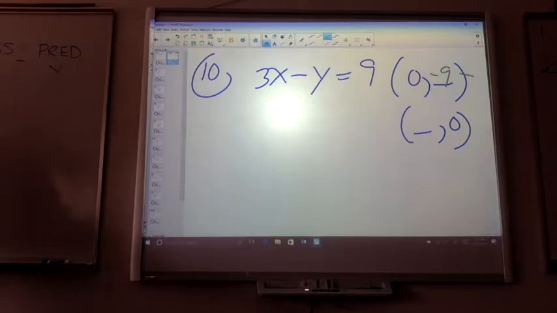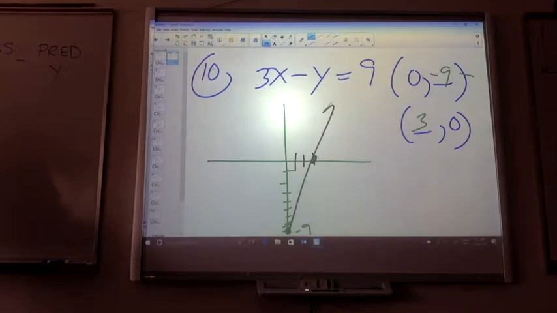Okay? All right. I'm covering up my y value. So 3 times x equals 9. So 3 times what number gives me 9? 3. Thank you. 0, negative 9. 3, 4, 5, 6, 7, 8, 9. Down here. And then 3 comma 0. There we go.